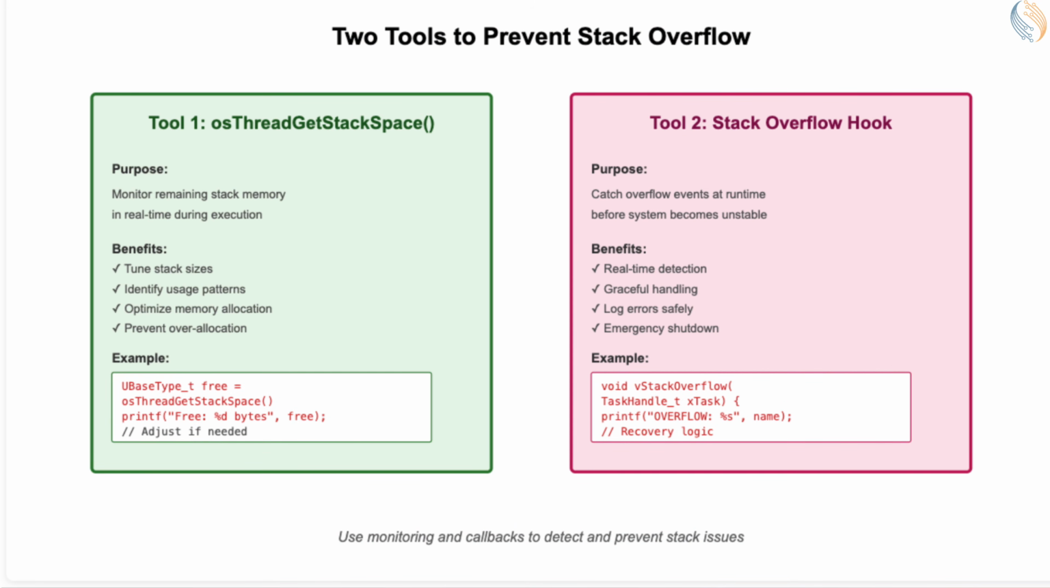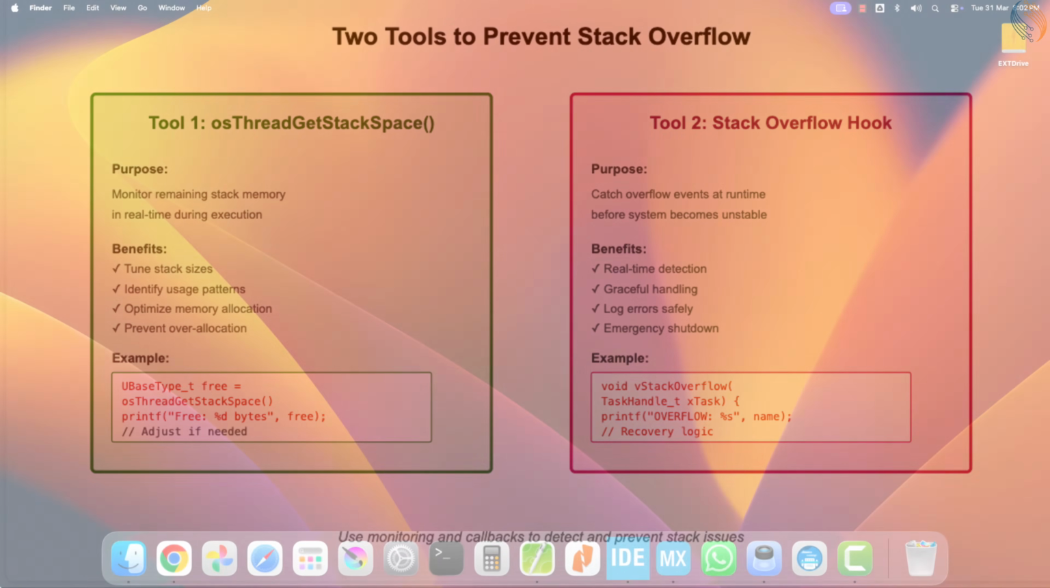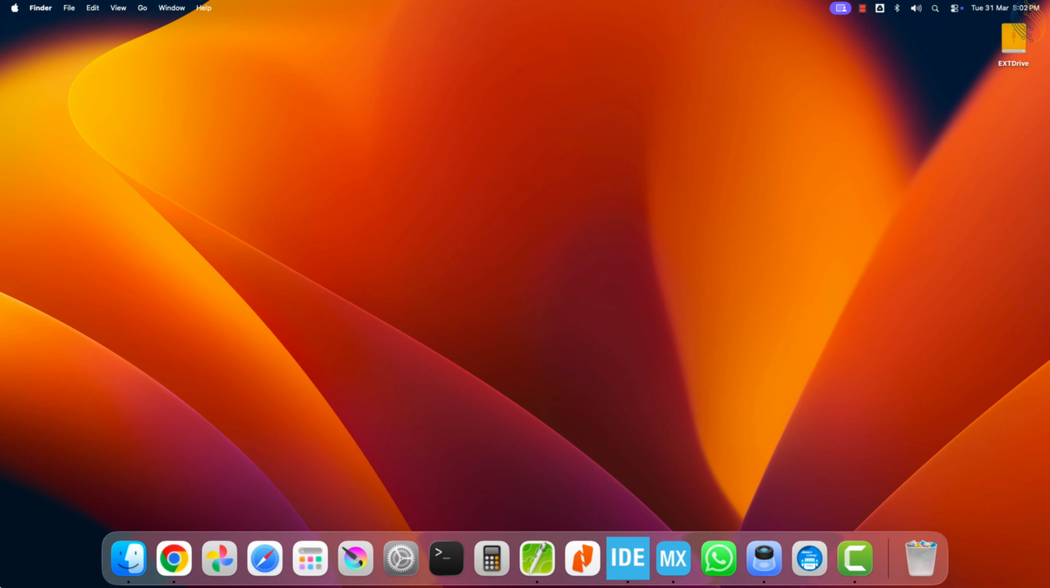FreeRTOS provides two helpful tools to assist you in managing and preventing stack problems. The first tool is OS thread get stack space, which allows you to continuously monitor how much stack memory remains available so you can adjust and optimize your stack sizes accordingly. The second tool is the Stack Overflow hook, a special function that detects and catches overflow events while your program is running. Now, there is one important concept you should understand clearly.